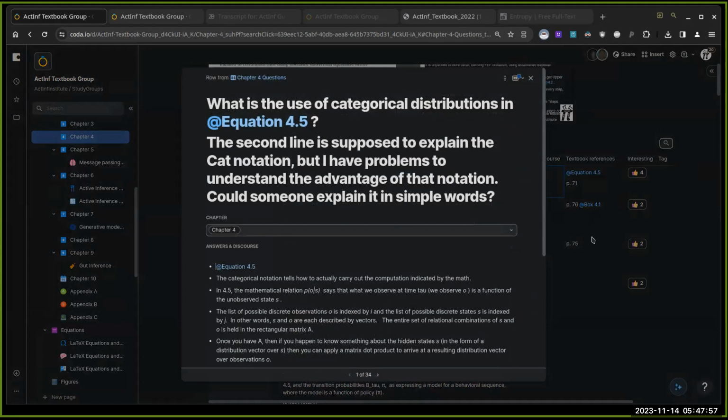What is the use of categorical distributions? They're statistical distributions that apply to things that are categorical in the world.